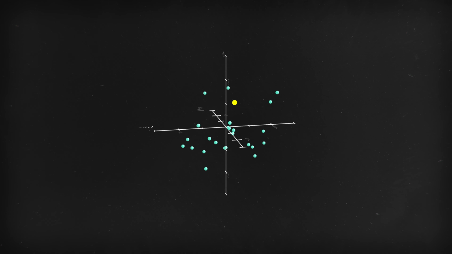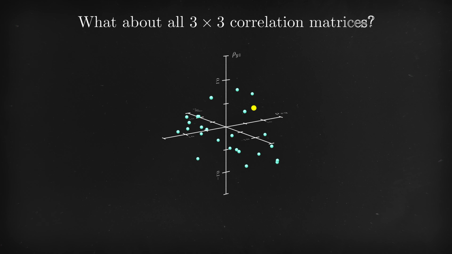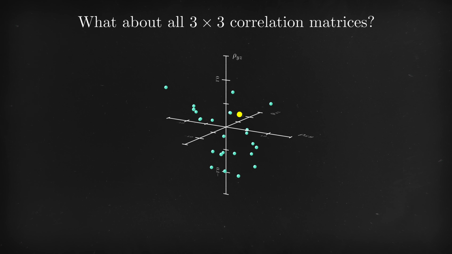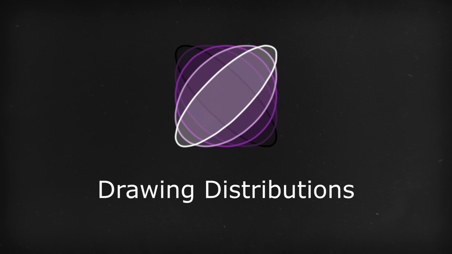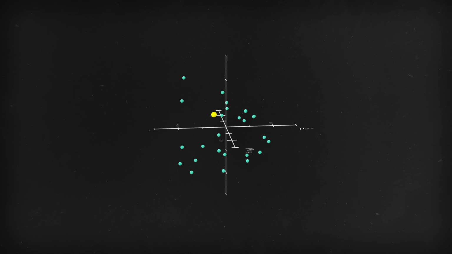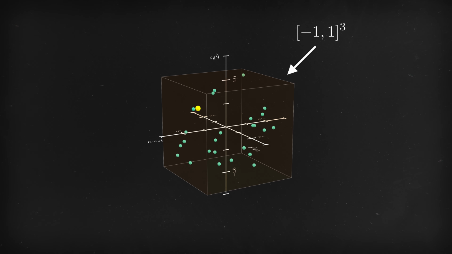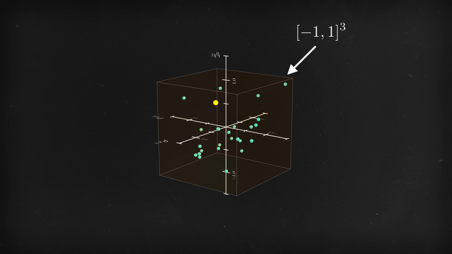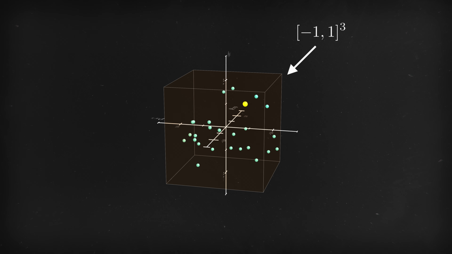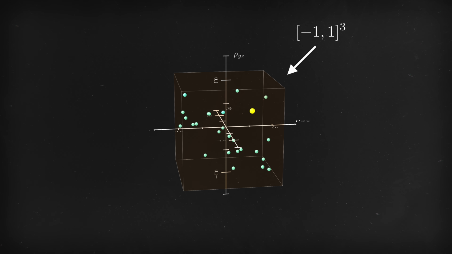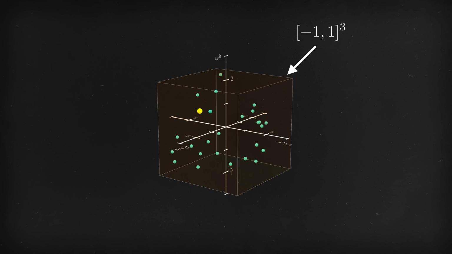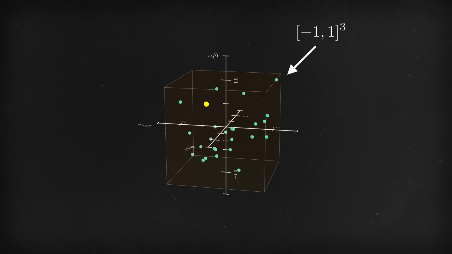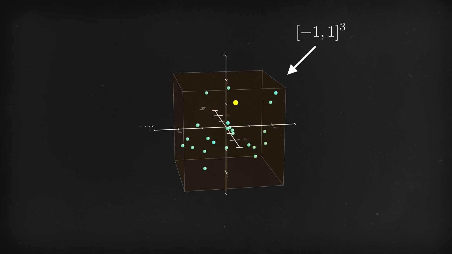This leads to an interesting question. What is the shape of all 3x3 correlation matrices? Your first guess might be a cube centered at the origin with a side length of 2. This allows each correlation to range independently from -1 to 1. However, not every point in this cube is a valid correlation matrix because correlations constrain each other.